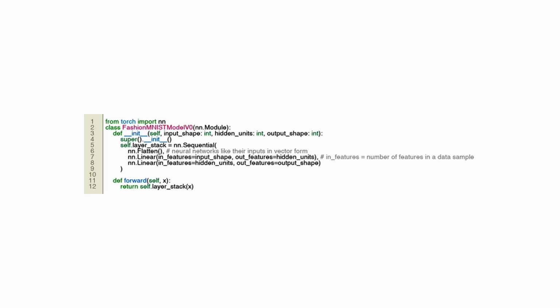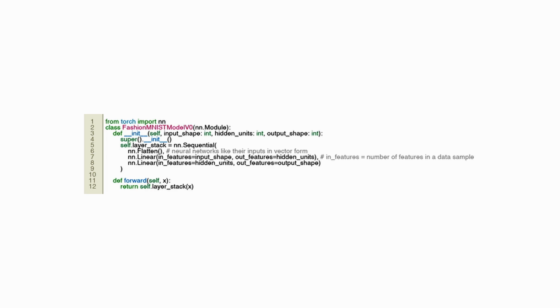Next, the class defines a layer stack using the nn.Sequential function, which allows us to stack multiple layers of a neural network. The first layer in the stack is the nn.Flatten layer, which converts the input image into a vector, as neural networks prefer their inputs in vector form. The next two layers in the stack are nn.Linear layers, which are fully connected layers that perform matrix multiplication between the input and weight matrices. The first nn.Linear layer has the input shape as the in_features and hidden units as the out_features, while the second one has hidden units as the in_features and output shape as the out_features.